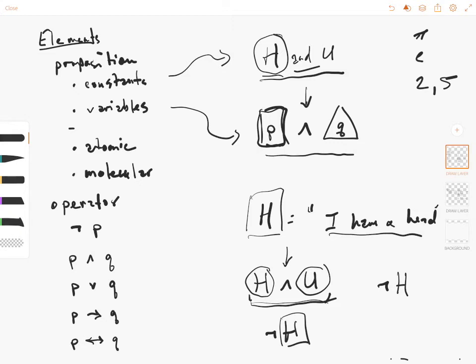We want to look at every assertion and ask, is this a proposition? If it is, then we want to identify whether it is atomic or molecular. If it's molecular, then we can analyze operators and possibly multiple smaller propositions out of that more complex molecular expression.